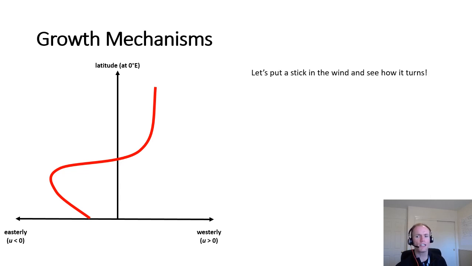So let's put a stick into the wind and see how it turns. In this case, we're going to consider 3 regions. We're going to take the jet axis that we see here and consider one region to the south of that. We're going to consider a region just to the north of that where we have this sharp decrease in the zonal wind here. And then we're going to look at a region north of that, closer to the Mediterranean Sea. And we're going to see how that stick in the wind turns.